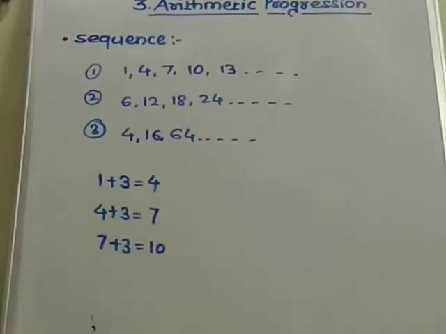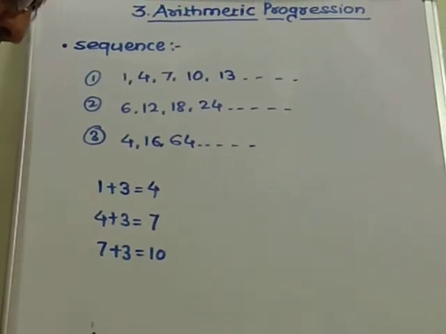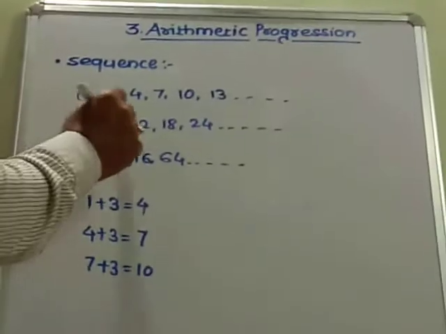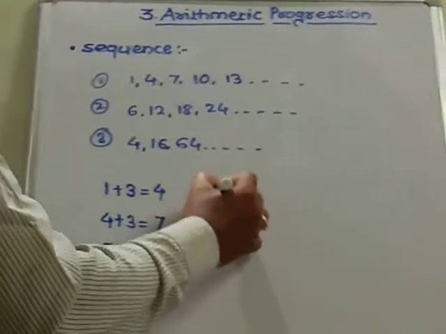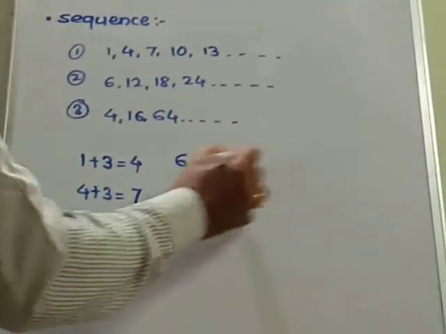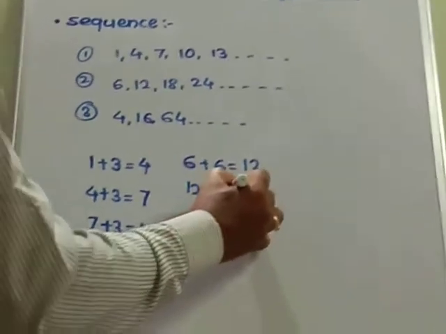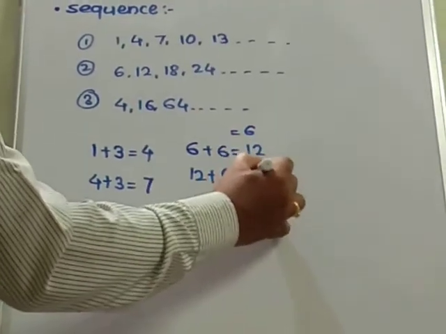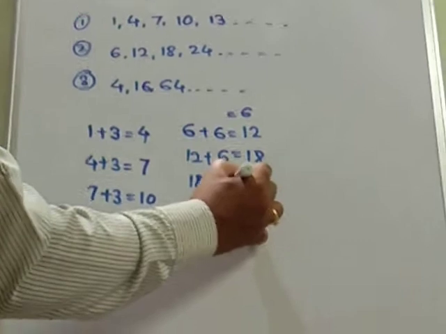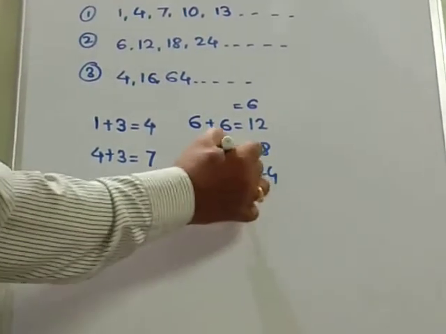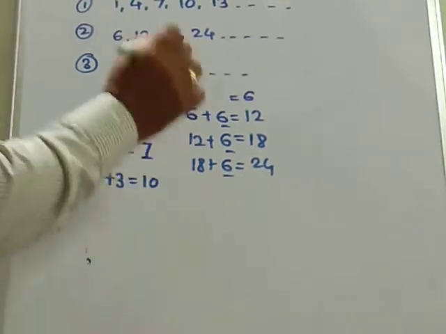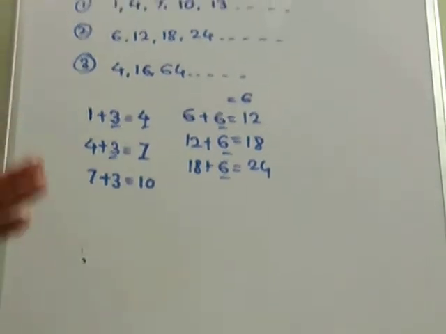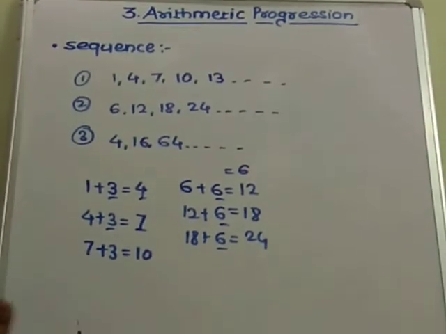Now, in a similar way, the second has a fixed constant. What happens in the second? The first term is 6. We add 6 and get 12. To 12 we add the fixed number 6 and get 18. 18 plus 6 gives 24. That means we add a fixed number to the previous term, then we get the next number. Such sequences are called arithmetic progressions.